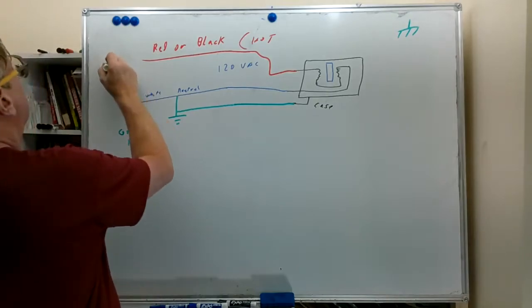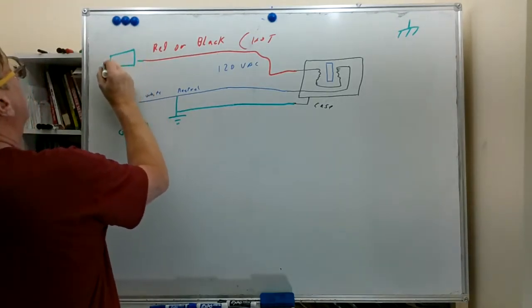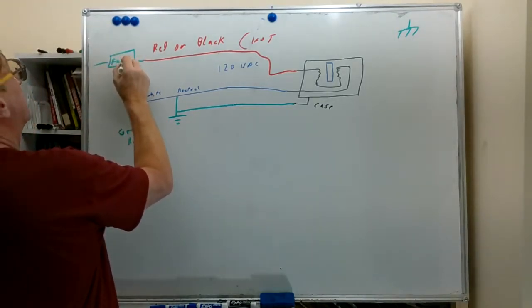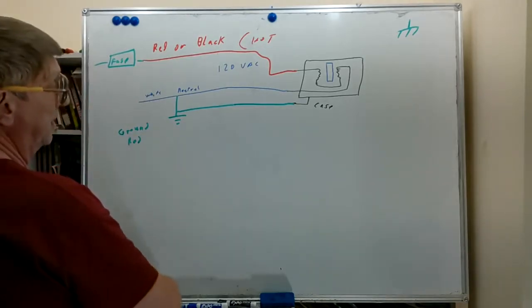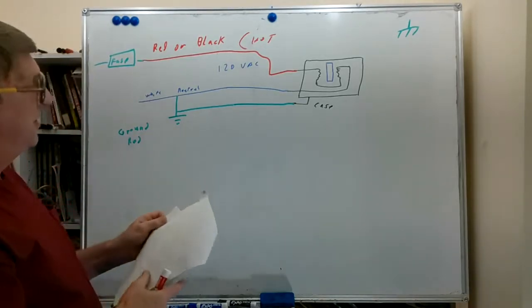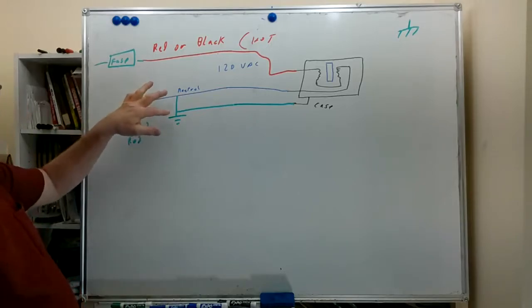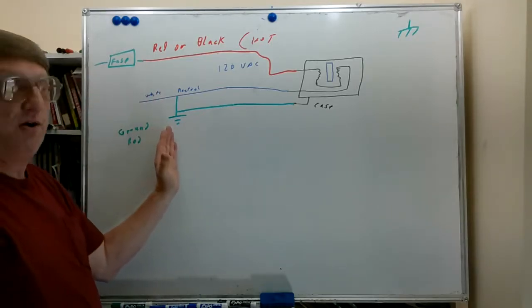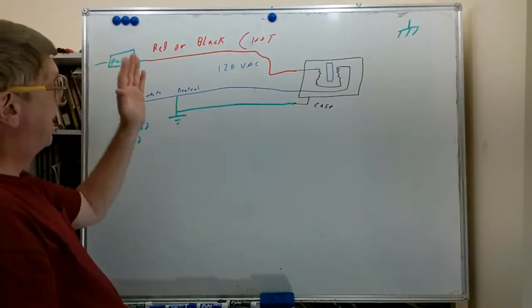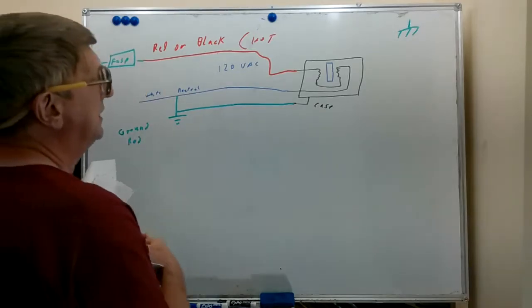I'm going to put a fuse back here. Here's a fuse. I'll draw it in green. Fuse or a circuit breaker. Okay, now you see here that the white neutral and the green ground are connected both to the ground back at the lighting panel where the power comes from.